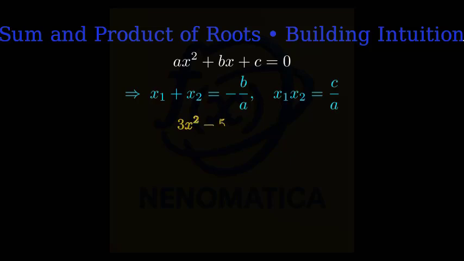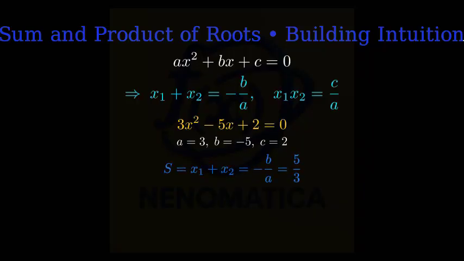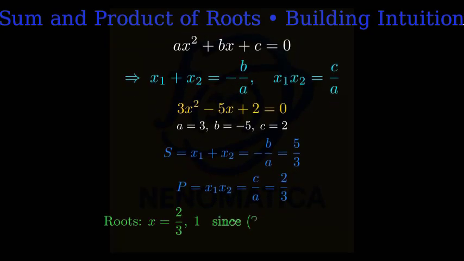Example 1. 3x squared minus 5x plus 2 equals 0. Using the rule, the sum of the roots is 5 over 3. The product of the roots is 2 over 3. Factoring shows the roots are 2/3 and 1.